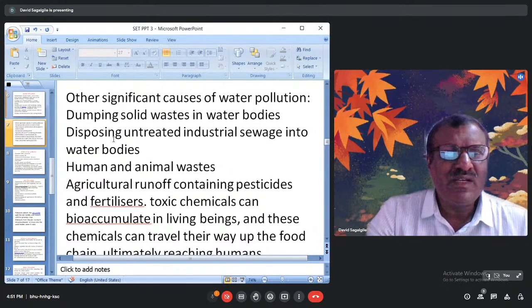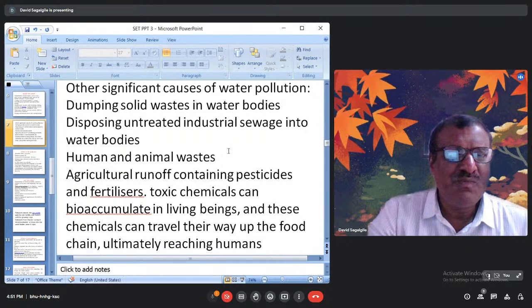Other significant causes of water pollution are dumping solid waste in water bodies, disposing untreated industrial sewage into the water bodies, human and animal waste, agricultural runoff containing pesticides and fertilizers. Toxic chemicals can bioaccumulate in living beings, and these chemicals can travel their way up the food chain, ultimately reaching humans.